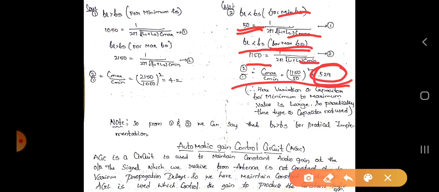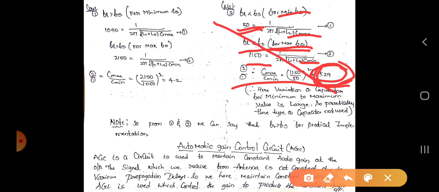That is 529 times you have to vary from the maximum to minimum value in order to adjust the local oscillator to make the value at the output of the mixer the intermediate frequency. But practically we cannot vary the capacitor 529 times, that is from maximum value to minimum. Practically you cannot manufacture this type of capacitor.